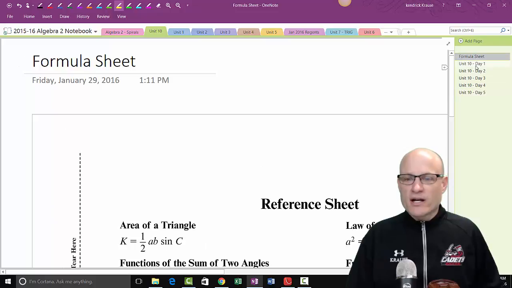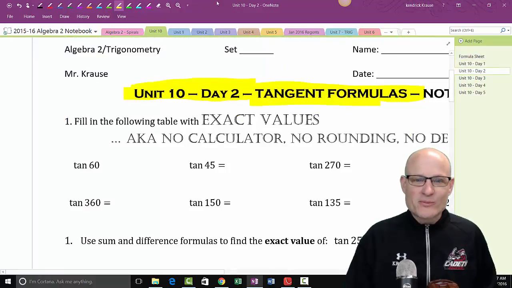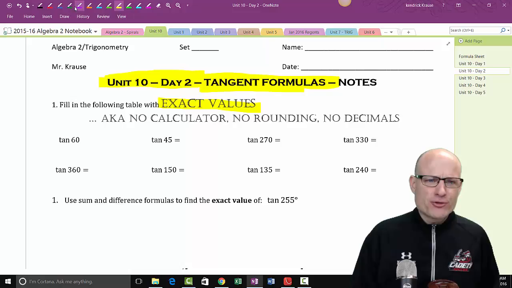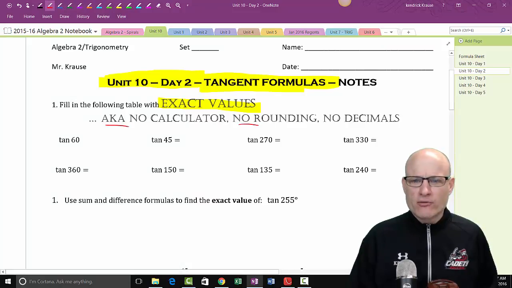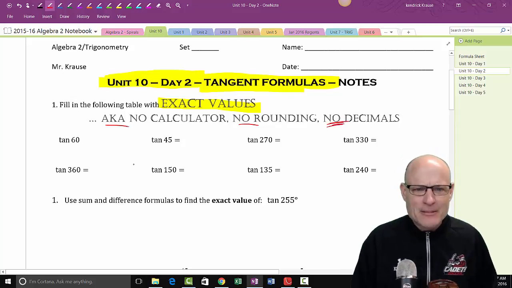All right, so I'm going to need the formula sheet, obviously, because we're going to be doing some tangent formulas today. Oh, exact values. I'm pretty sure you all know that means AKA no calculator, no rounding, no decimals. Especially you decimal kids. Stop.